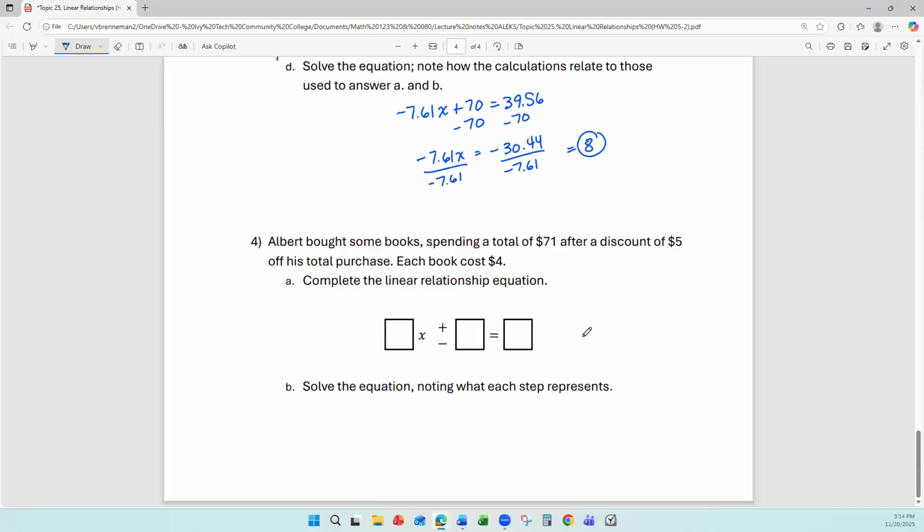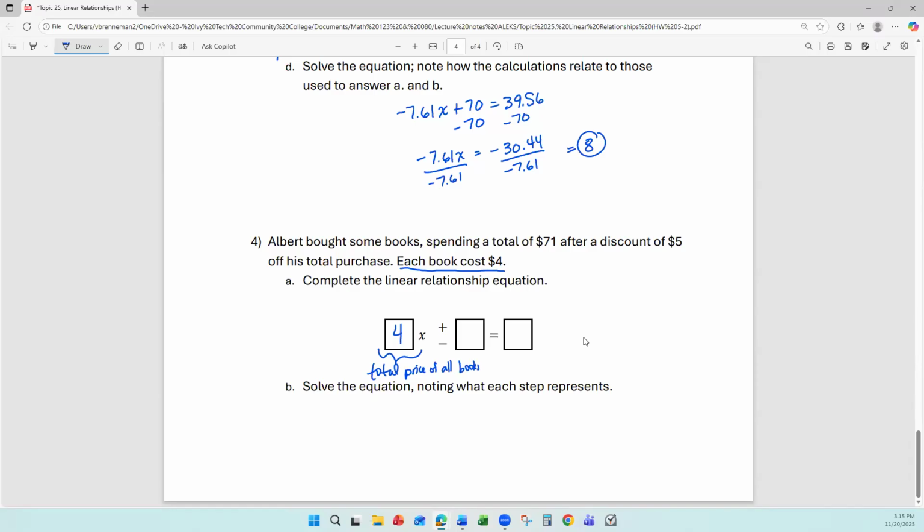All right, then last example, number 4 here. Albert bought some books, spending a total of $71 after a discount of $5 off his total purchase. Each book cost $4. So for the linear relationship equation, the each book costs $4. That's the change amount. So that's going to go being multiplied by the X. And we'll think about whether that should be positive or negative. The 4X represents the total price of all the books.